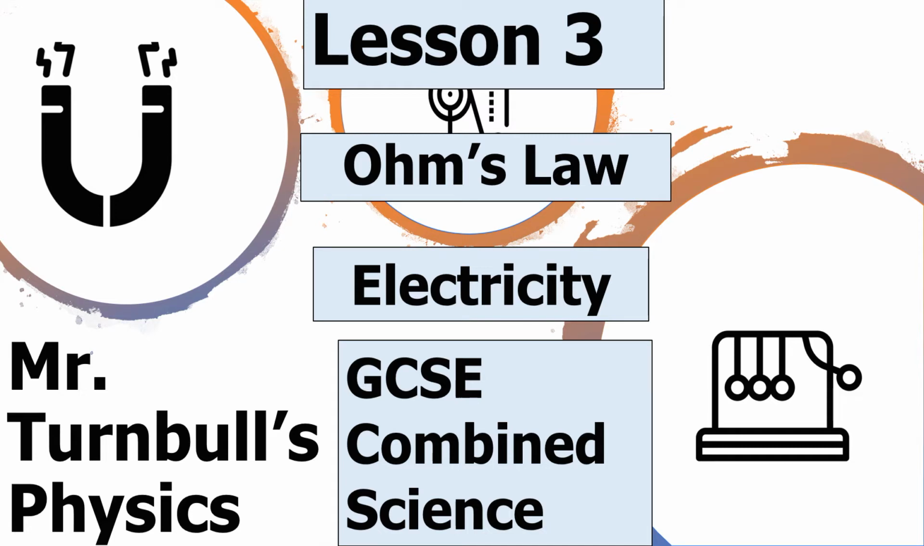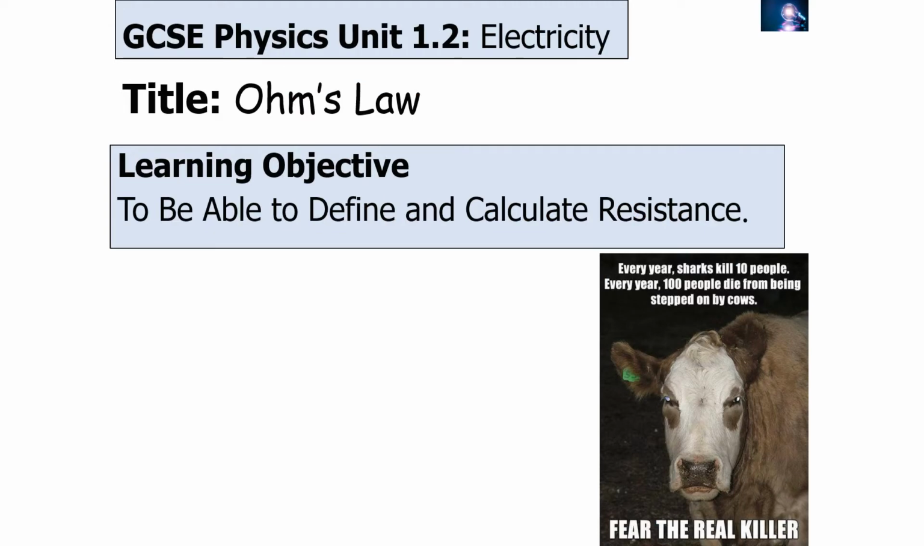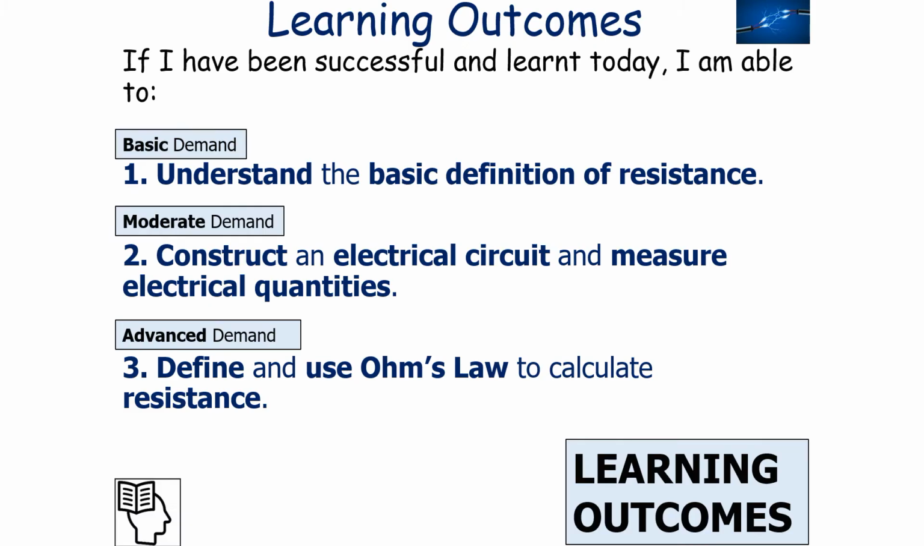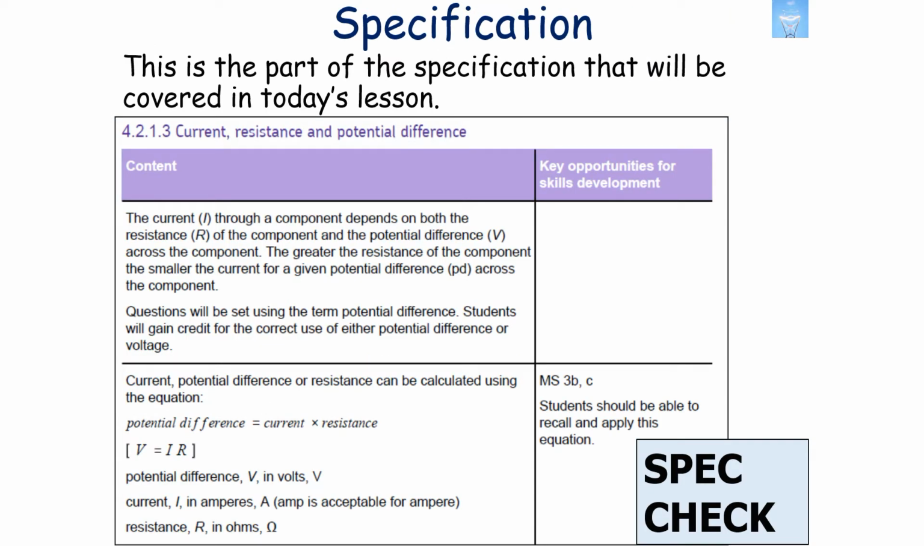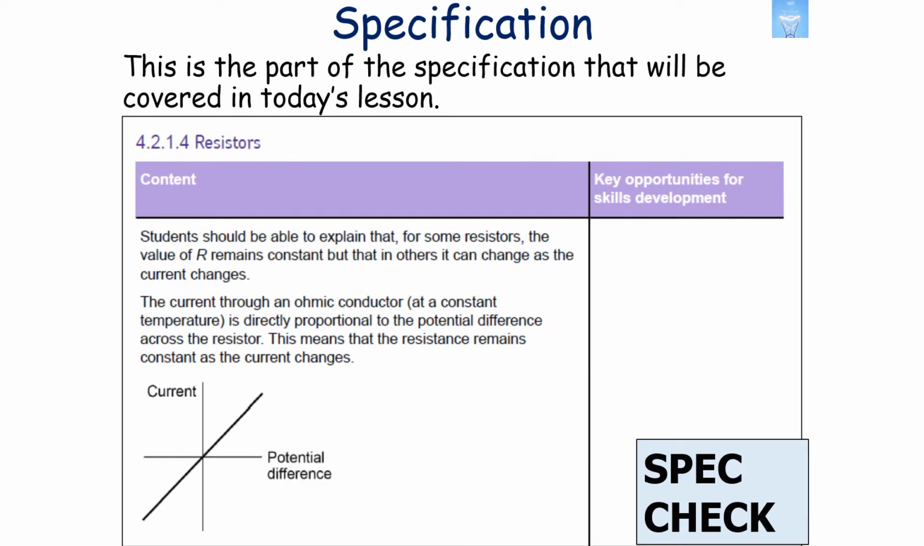Hello and welcome to today's lesson on Ohm's law, which is part of the electricity topic in GCSE Combined Science Physics. In today's lesson we're going to look at calculating and defining what resistance is. If we're successful, we should be able to understand the basic definition of resistance, construct an electrical circuit and measure electrical quantities in that circuit, and define and use Ohm's law to calculate resistance, which falls into the following part of the GCSE specification: current, resistance and potential difference, and resistors.